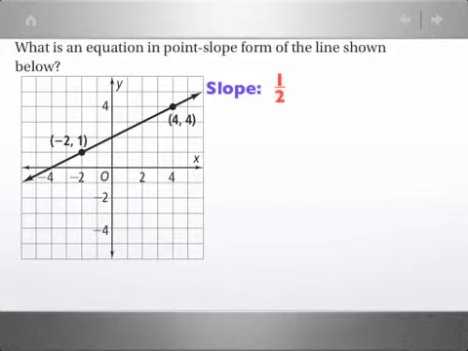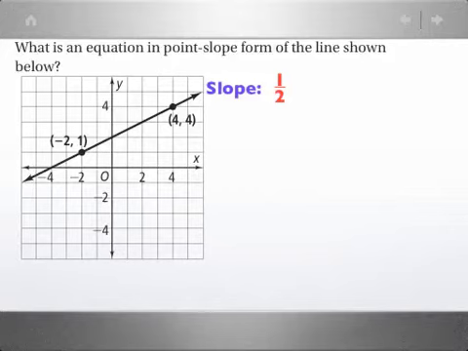After we found the slope, we need a point on the line to write an equation in point slope form. If you notice, 2 points have been highlighted for us. One point is at 4, 4, and the other point is at negative 2, 1.